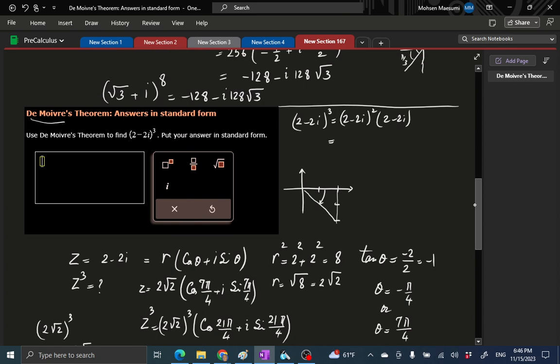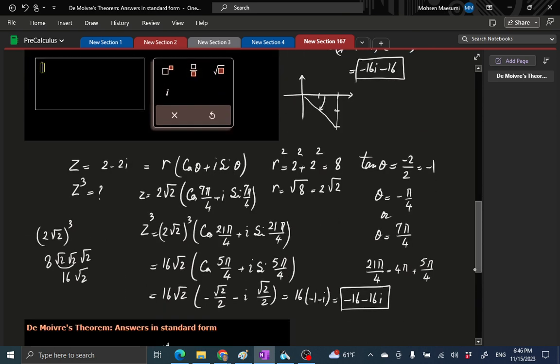Now 2 squared is 4, 2i squared is minus 4, twice the first times the second is minus 8i. So when I square this, that's what I get, times 2 minus 2i. Well, of course, these 4's cancel. Minus 8i times 2 is minus 16i, minus 8i times minus 2i. Product of minus 8 and minus 2 is 16. i squared is minus 1, so I get minus 16. So that's what we got over there.